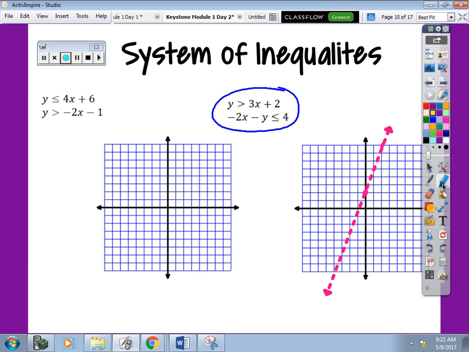And then for this one, we would be shading greater than is above. So we should be shading lightly above that line. Now, before I graph the second one, I probably want to solve this one for y.